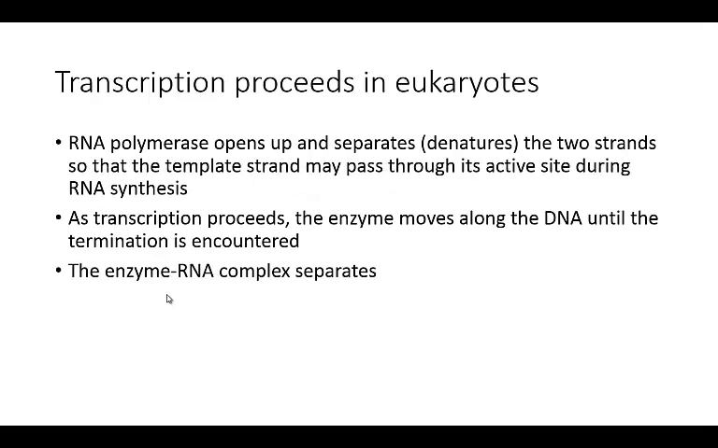Once all of the components assemble around the promoter region, RNA polymerase will open up and separate, or denature, the 2 strands of DNA. The reason for this is so that the template strand can pass through its active site. This is going to allow RNA synthesis to proceed. As this transcription proceeds, the enzyme will scan and move along the DNA until it reaches the termination sequence. The enzyme, the RNA complex, everything will then disassemble and separate.